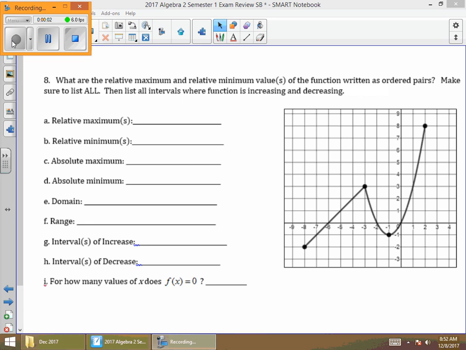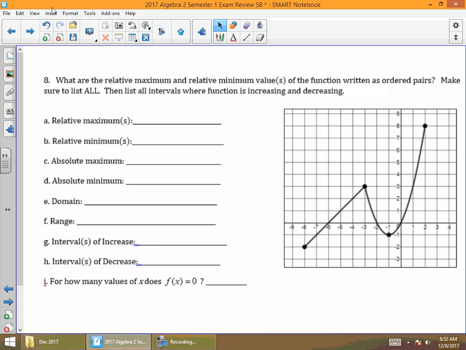Right, this is number 8 from Unit 2 on the unit review for the midterm. So again, we just have a picture of a function, and we're going to figure out all these different properties of it. Relative maximum has to be a point that looks like a peak. So if you look at your graph from left to right, we only have one of those points, and it's right there. So that's the point -3, 3.